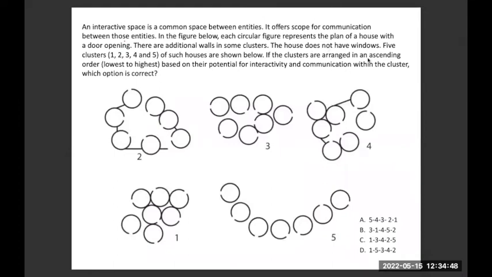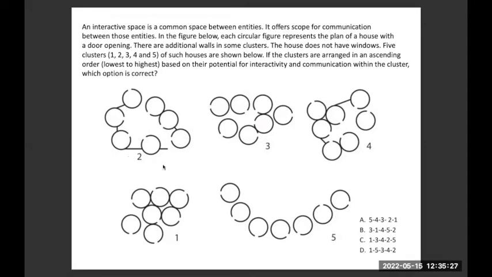So there is a definition of what is an interactive space, which is given here. What is an interactive space? It's a common space between entities, different entities. It offers scope for communication between these entities. So basically an interactive space is something which is common between entities and it offers some kind of scope of communication.